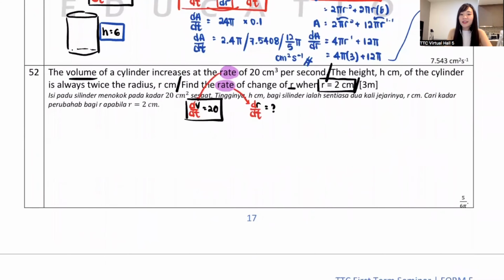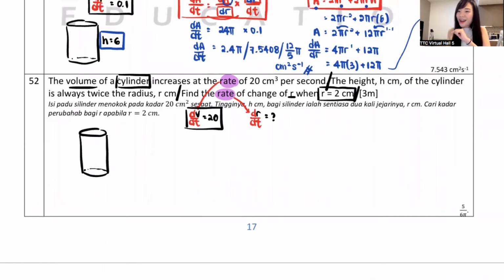Again, they never draw the shape for me, they never give me the equation, but they do tell me the shape is a cylinder. So isn't it a cylinder will look like this? This time, do they tell me the height? No, they never tell me the height is 6 cm, but they do tell me that the height is always twice the radius. From this sentence, what are they trying to tell me? Very good.